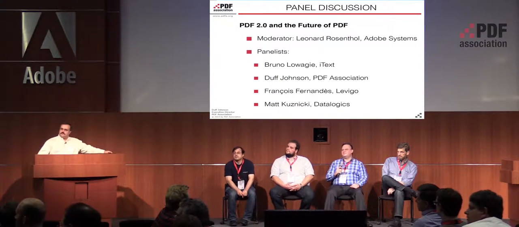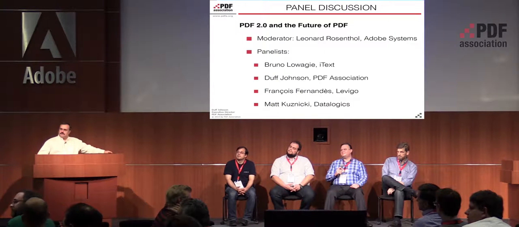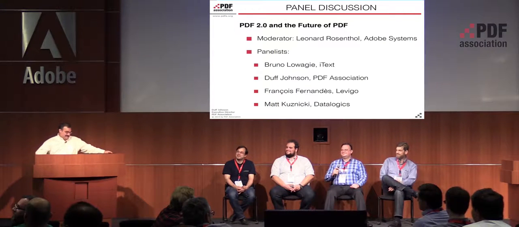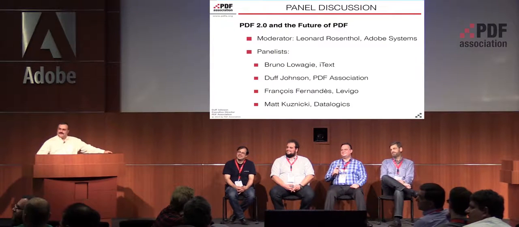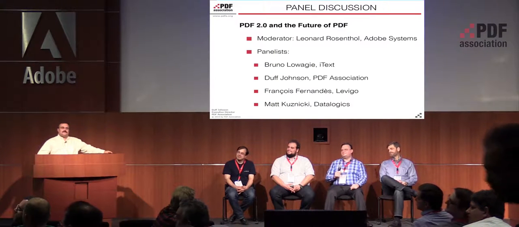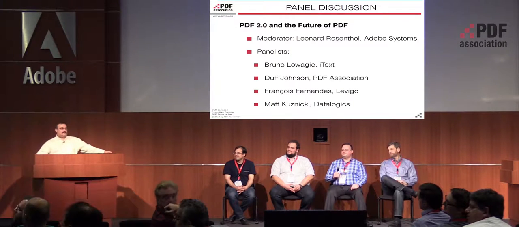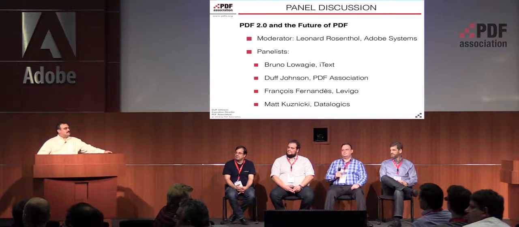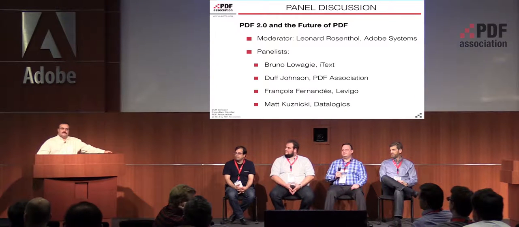So I'd just like to build on Bruno's least favorite feature, which is the Ubiquity Rights Dictionary. For any of you that don't know, I was the product manager for Reader Extensions for most of its life. Now that Acrobat Reader is basically giving all those things away and not honoring the Ubiquity Rights, would it make sense to just take that out of the PDF 2.0 spec?